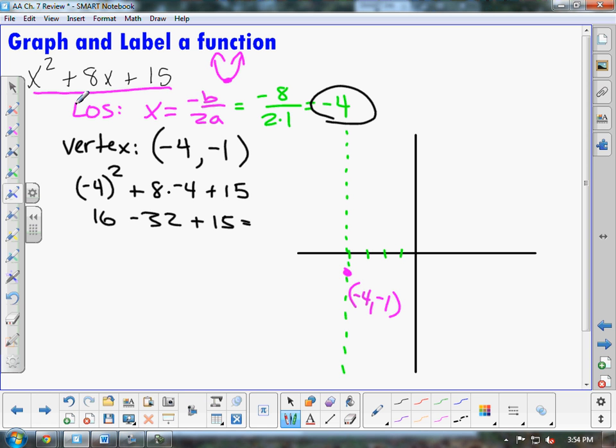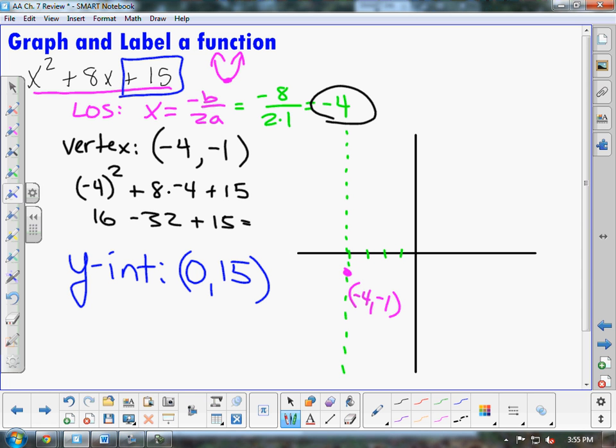Then the other thing that you can find without having to do too much work is the y-intercept, which is another coordinate that you should be able to label quite easily. And anytime you have it in this form, if you substitute a 0 in for both of those x's, 0 squared is 0, 8 times 0 is 0, plus 15 is just 15. So 0, 15 would be the y-intercept.